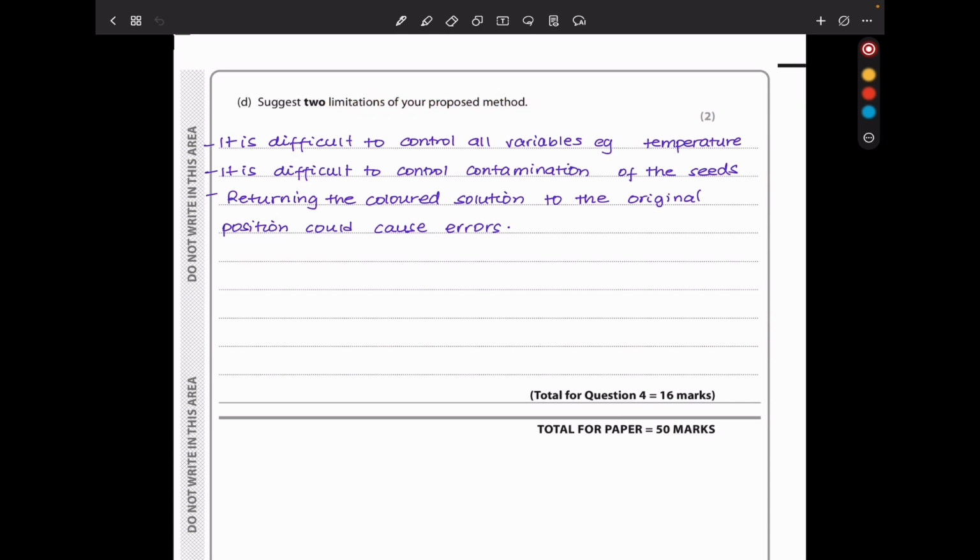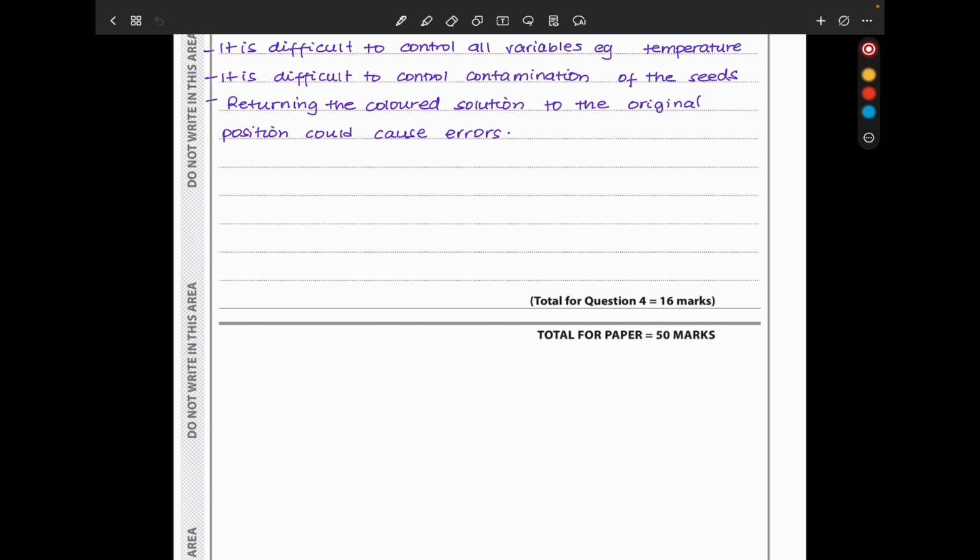Of course, it's going to be harder to measure volumes of gas that were used, or like in this case, volume of carbon dioxide produced and volume of oxygen used. It's going to be difficult to control or prevent contamination of the seeds, and returning the colored solution to the original position could cause errors. This is when you're determining the volume of gas that has been used or produced, so there could be some errors in the estimation. So this brings us to the end of question 4, as well as to the end of the whole paper.